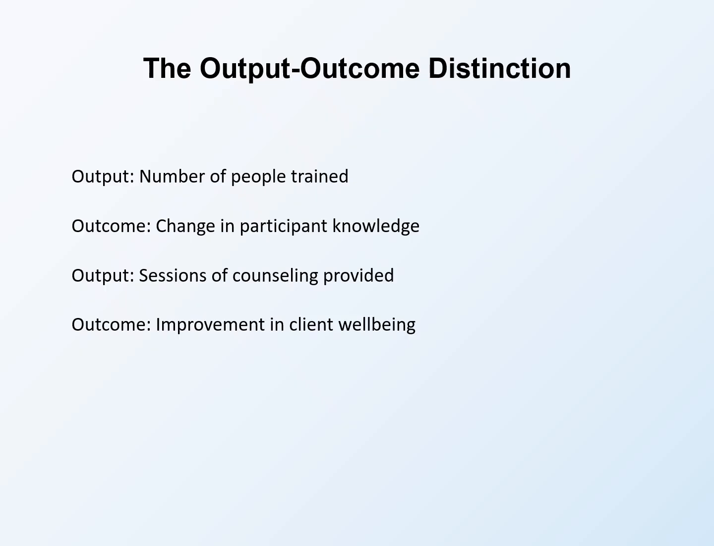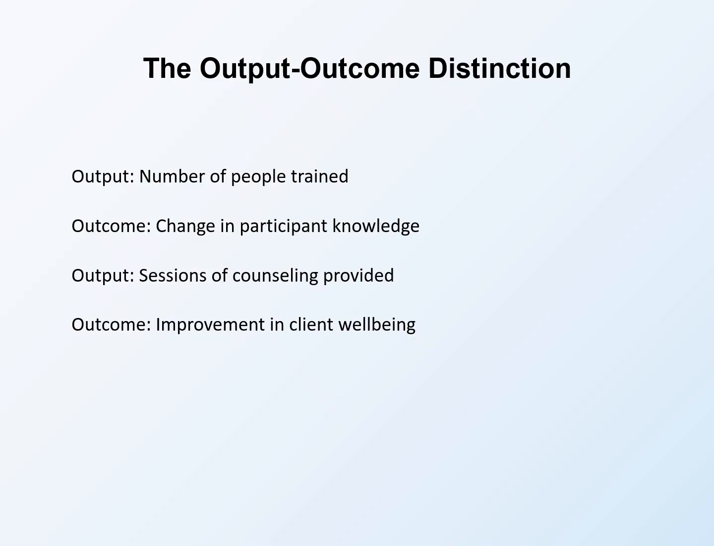Output example, number of people trained. This counts who participated in training sessions that you offered. You control this number by conducting training sessions and enrolling participants who show up. Outcome example, change in participant knowledge after training. This measures whether participants actually learned something they did not know before. You can influence learning through quality instruction but cannot fully control whether learning occurs.